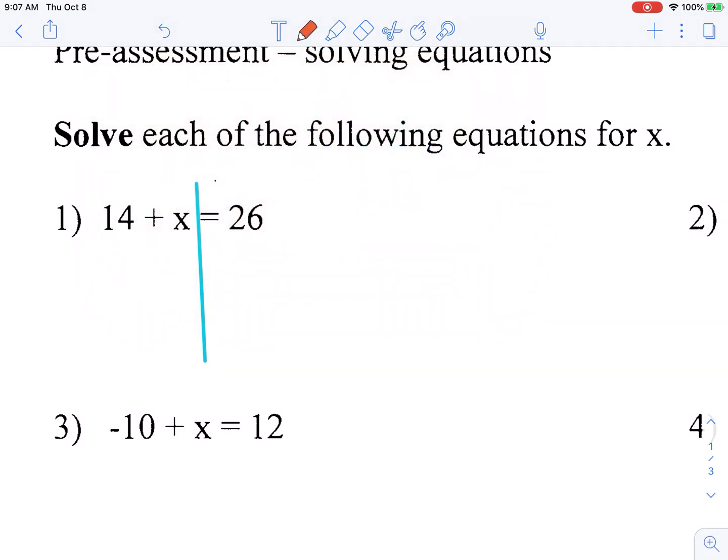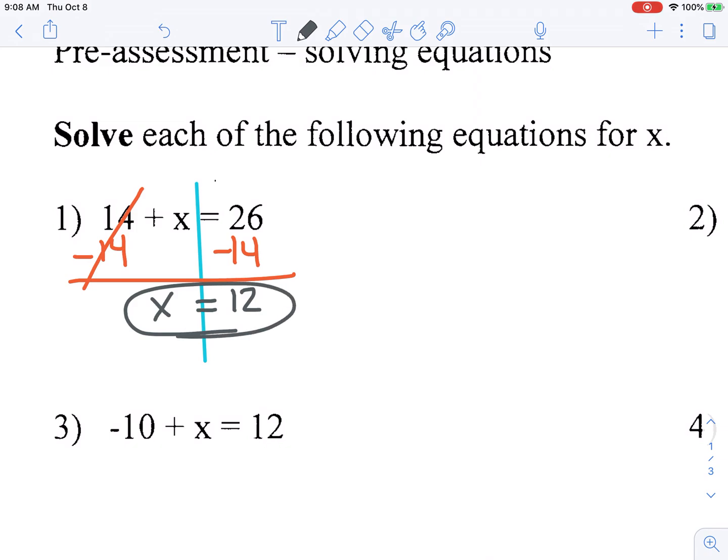And so I have an X here by itself, and there's a positive 14, so I'm going to subtract 14. I did see a couple of you doing this. And when I subtract 14, that cancels out the 14 on the left, and that's going to leave me with just an X. And then on the right, I'm just going to do the math. 26 minus 14 is 12. That is my answer. And I know it works because 14 plus 12 really does equal 26.